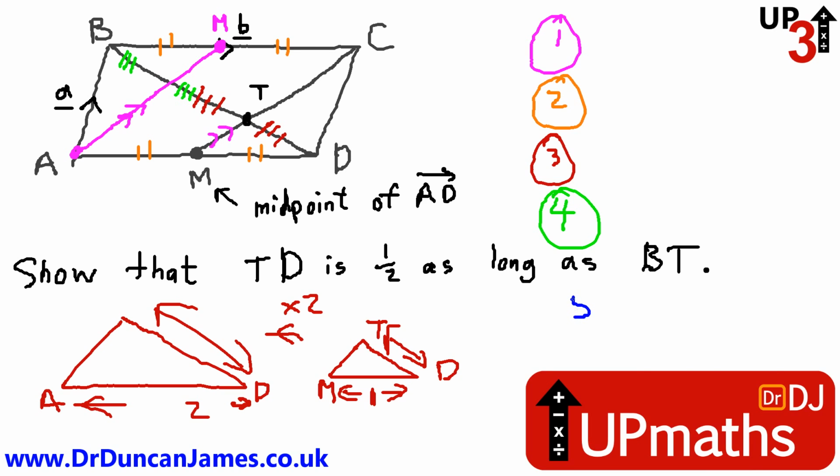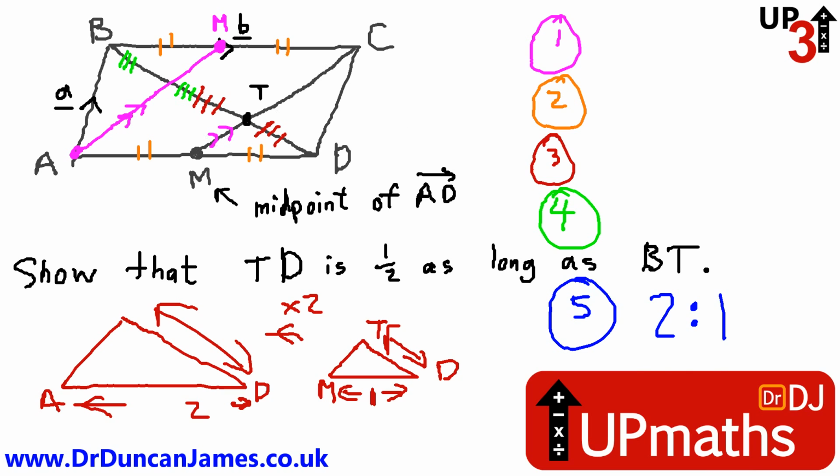Step 5 is basically to go, oh look, we've just shown that this length, and this length are all the same. So it's split into 3 parts that are exactly the same length, hence a ratio of 2 to 1, i.e. TD is half as long as BT. There you go.